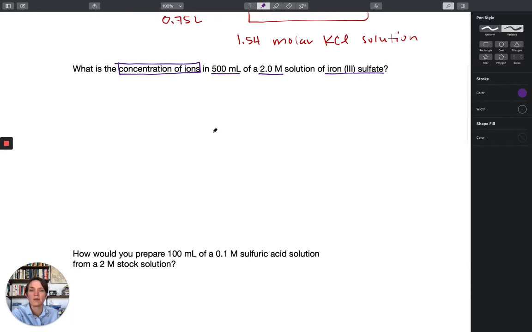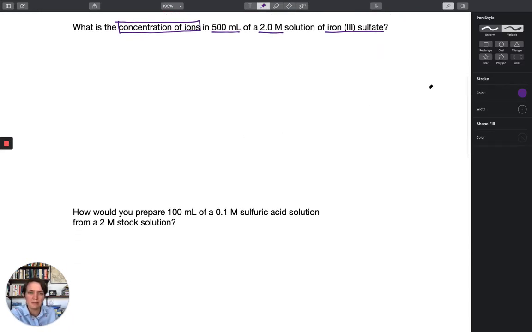This can be a really nice way to break up a question if you don't like word problems. Get your pieces, box your question. It's a really helpful strategy. So our volume is 500 milliliters. We know we're working with molarity, so I know I'm going to have to convert that to liters. So I'm just going to go ahead and do that. My molarity is 2.0 molar, and it's iron 3 sulfate.